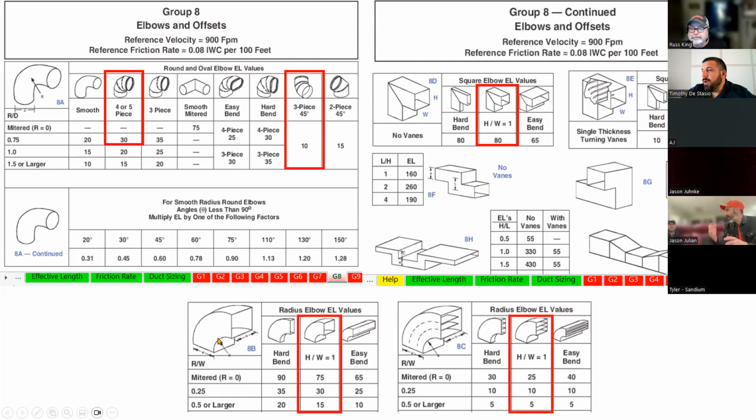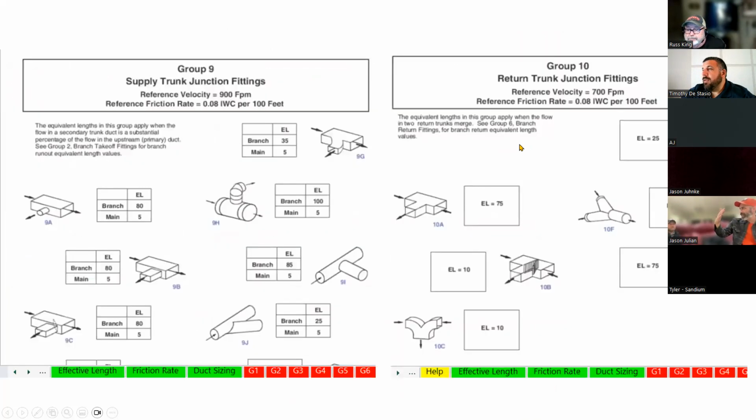Another one is using these rounded throat elbows instead of these square ones. Notice how this one, if you can get a nice big rounded throat, if you've got the room for it, you're down to 15 compared to 80. Maybe you put some turning vanes in there and now it gets all the way down to 5. So these are some things that could move the needle a lot.